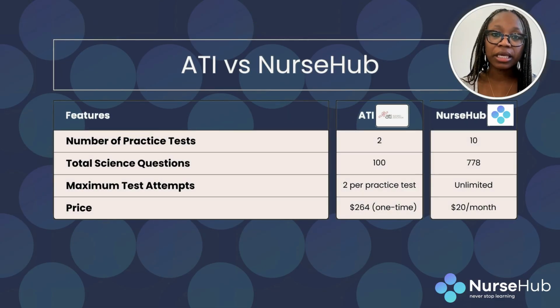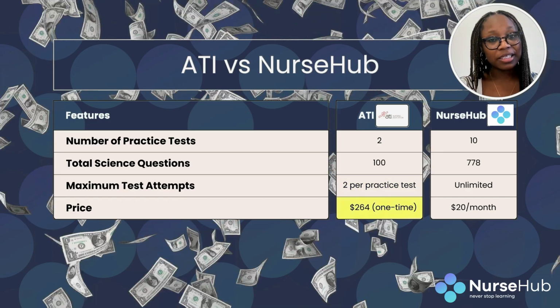Now, there are some downsides to using ATI's prep course. One is that they only give you 2 tests. That's 100 total science questions. And then you can only take each practice test twice, right? You get 2 attempts. Additionally, it's pretty expensive.